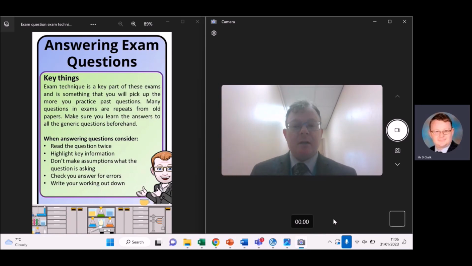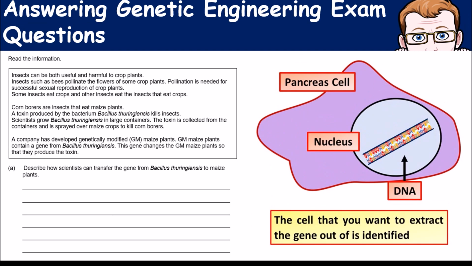When answering questions and reading them, there are a few things to take into account. Make sure you read the question at least twice so you don't make any mistakes. As you're reading, highlight key information. Don't make assumptions about what the question is asking. After you've answered it, check your work for daft errors that you might make. And if it involves some calculation, make sure that you write your workings down. Right, let's have a look at the question.